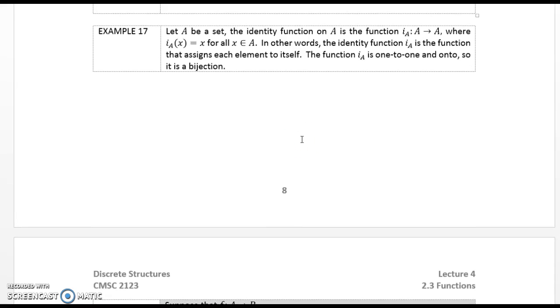Example 17. Let A be a set. The identity function on A is the function I_A that maps from A to A, where I_A(x) is equal to x for all x an element of A. In other words, the identity function for A is the function that assigns each element to itself. The function I_A is one-to-one and onto, so it is a bijection.